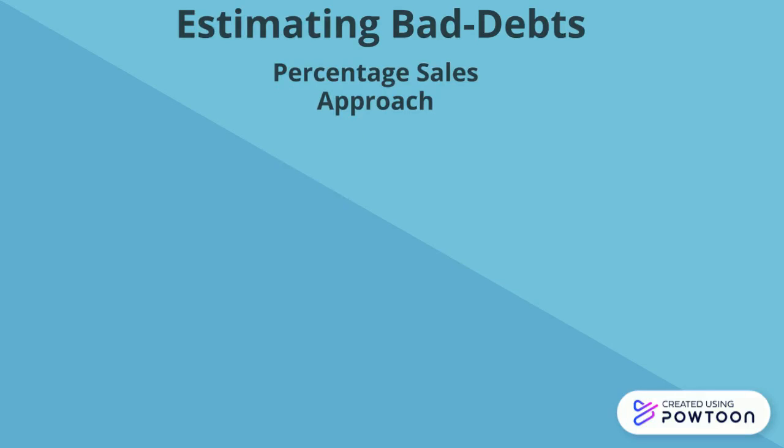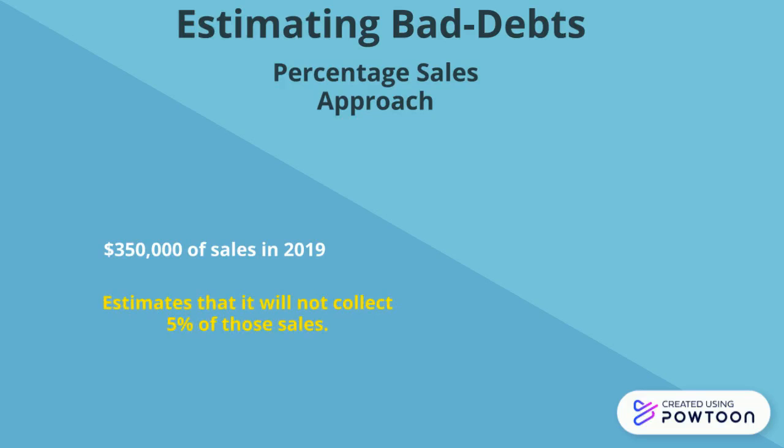So how does it work? Well, let's suppose a company has $350,000 of sales in 2019 and it estimates that it will not collect 5% of those sales. You simply multiply 350,000 by 5% to give you 17,500, which is your bad debt expense.